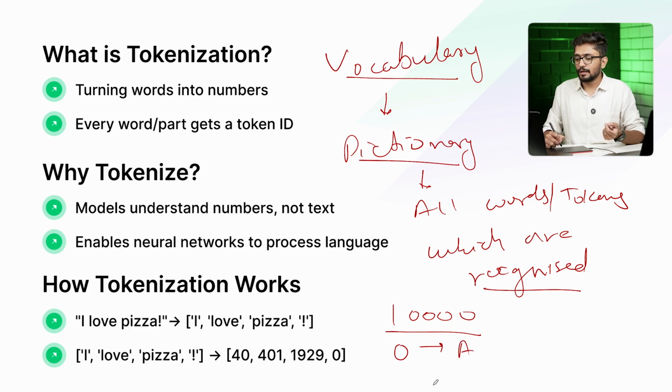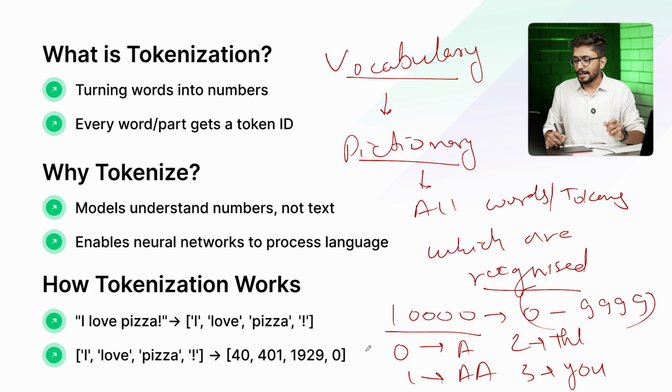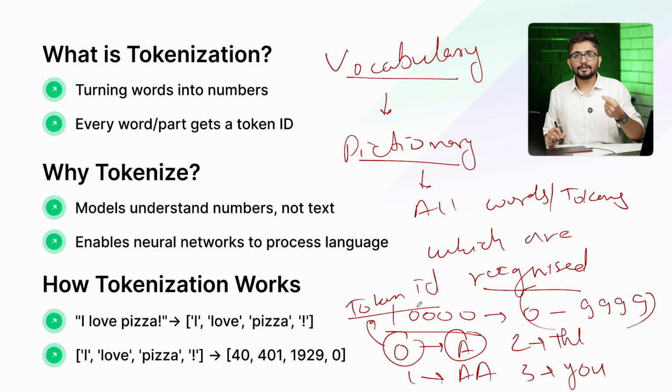Let's say it is A. Then at index 1 it stored AA, for index 2 it stored the, for index 3 it stored U. So basically each and every word which it has identified will be mapped to a position. That position is going to be an integer. Over here you have 10,000 words, so all these positions will range from 0 to 9,999. So in a way there will be a mapping created between a token and its corresponding token ID. This is my token which is getting recognized, and this right here is my token ID. This token ID is basically the first way of converting your tokens into numbers.